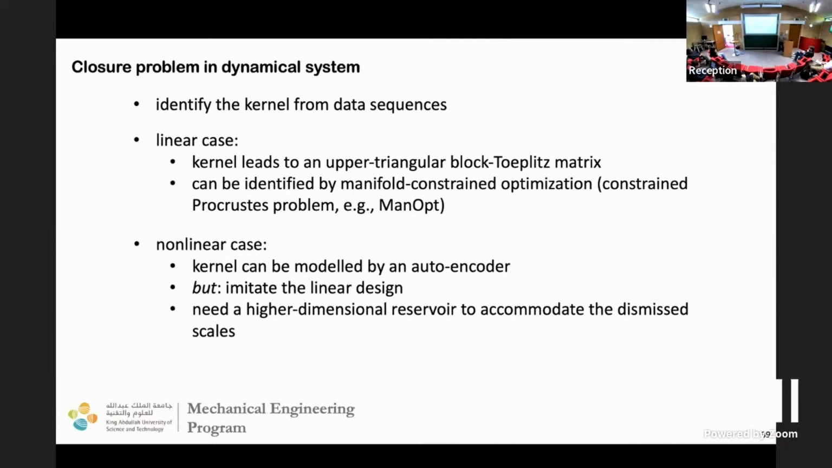So the nonlinear kernel will be something like this, but we hypothesize that if we have a structure that goes from low to high and from high to low, this should more or less capture the same thing that the linear one would do. So we have the linear asymptotic limit in terms of shape. That means we need a higher dimensional reservoir, like Luca, to accommodate the dismissed scales.